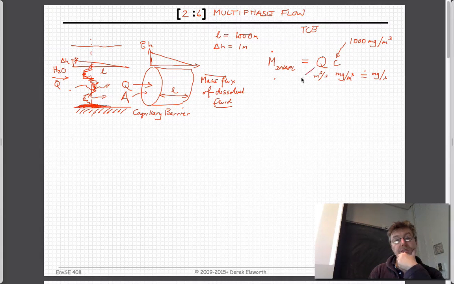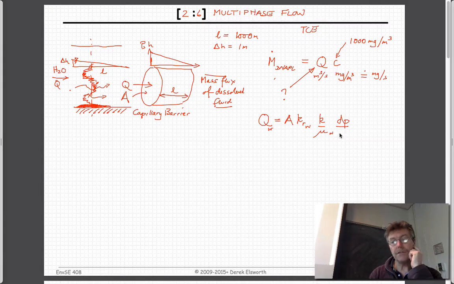So then what we need to do is figure out what the volumetric flow rate through this is. So how do we figure out what that is? We know that the volumetric flow rate is going to be equal to a cross-sectional area, a relative permeability of the wetting fluid, the permeability, and the viscosity. Since it's water that we're looking at, it's going to be the viscosity of water. And we'll define this in terms of a pressure gradient.